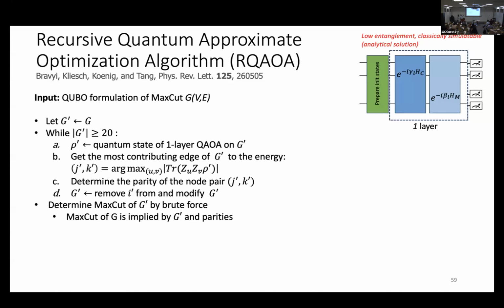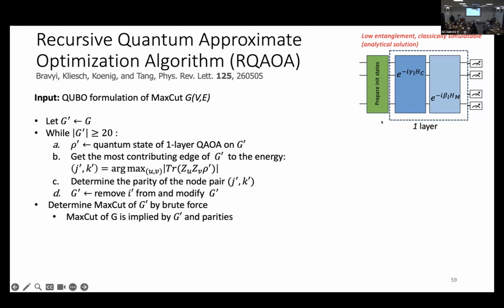Just get the most contributing edge and remove one of the nodes, and then modify the graph. By removing one node, you have one less qubit, a smaller problem. Then you repeat this iteratively until you get small enough that you can do brute force. So it's a very nice idea.